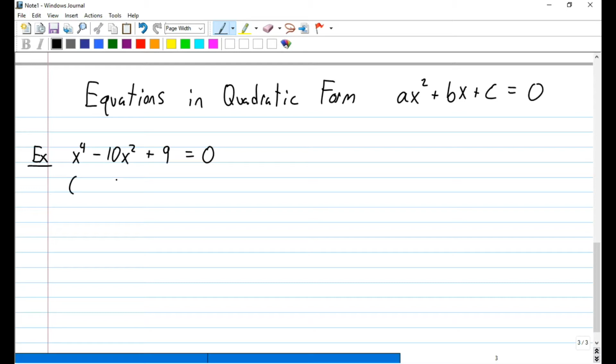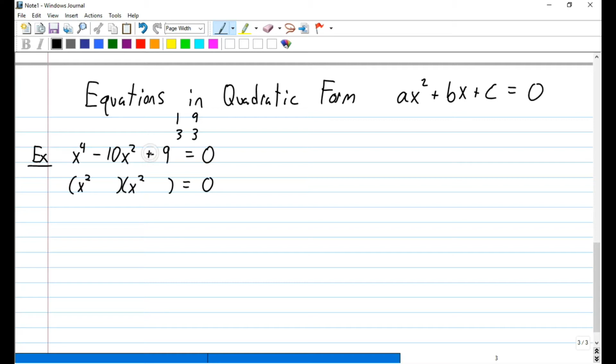Now, we can break this up and factor it just like we were factoring quadratic equations. The only difference is, instead of putting x and x, what do I have to put first? X squared and x squared. Because that's what you have to multiply together to give you x to the fourth. X squared and x squared, right? And then let's look at the factors of 9. So we have 1 and 9, or we have 3 and 3.